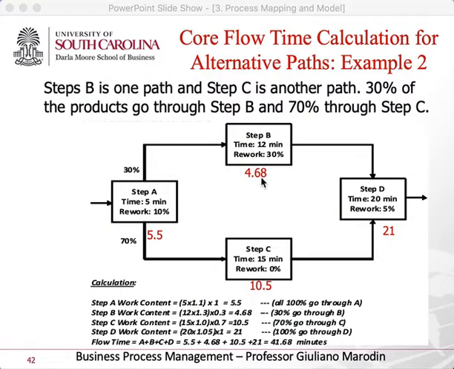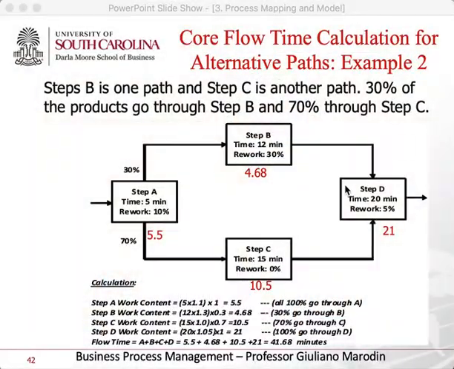I have 4.68 because it is 12 times 1.3 because of the 30% rework, times 0.3. Okay, and that's how you find out if it's in parallel or if it's an alternative path. If it's an alternative path, it will have the percentage there. If it's in parallel, it doesn't have any percentage because it's always 100%, right? It's in parallel, so all the products are doing all the steps. If it's an alternative path, it will have the percentage to go one way or the other, okay?